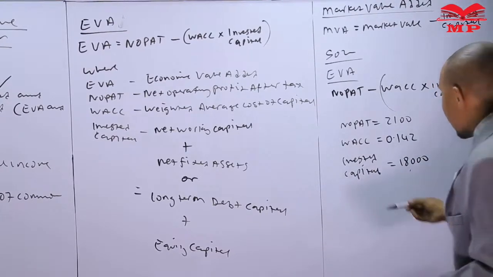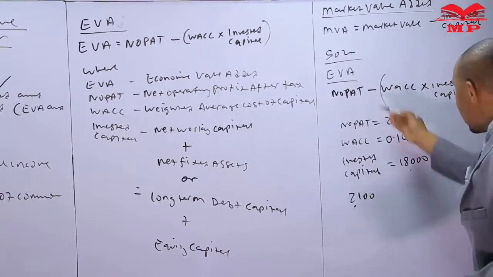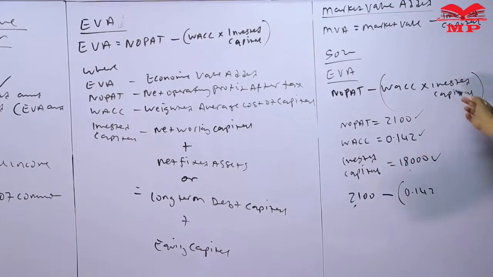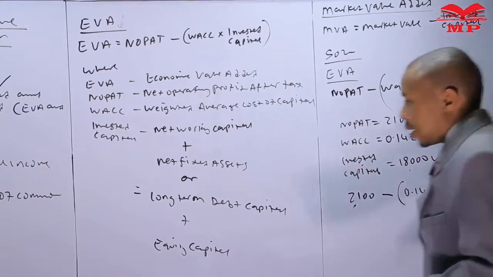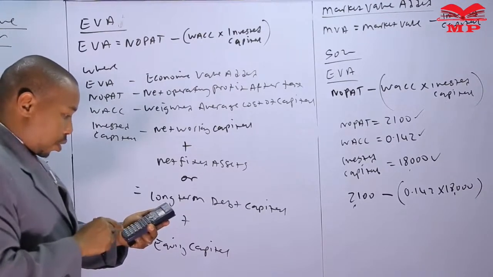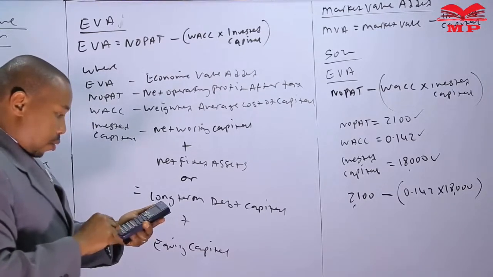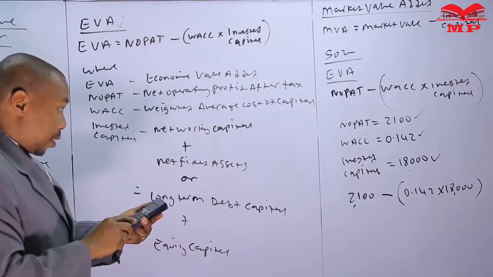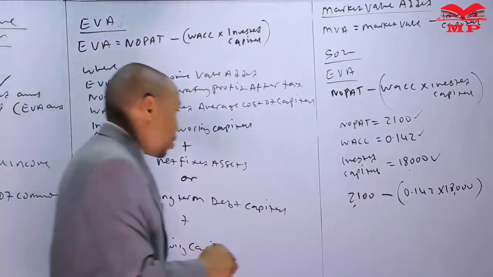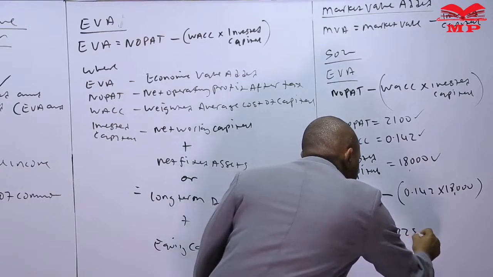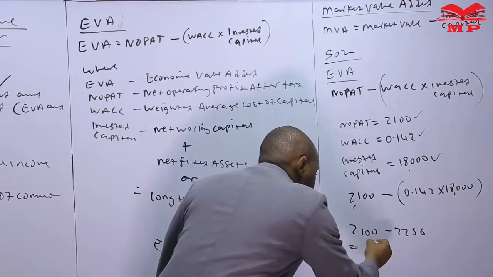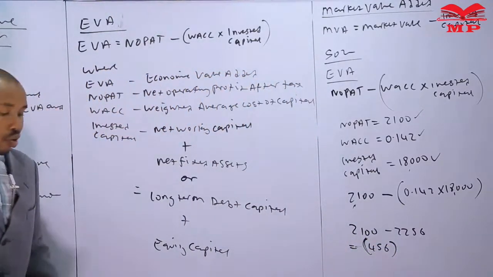Putting it all together, we have 2100 minus 0.142 multiplied by 18,000, the invested capital. How much do we get? 0.142 multiplied by 18,000 gives 2256. Then 2100 minus 2256 gives negative 456. You can put this in brackets to indicate a negative value. That is the economic value added.